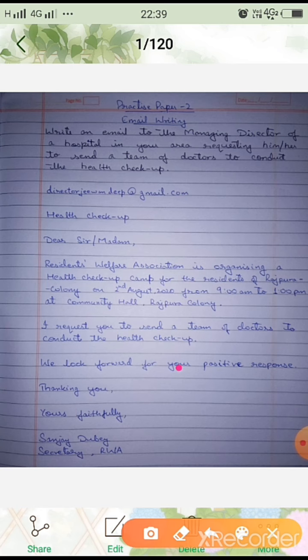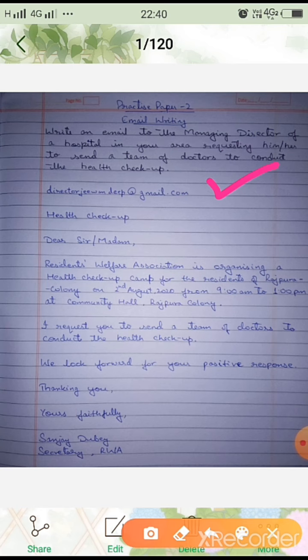So here you can see at first what we have to write. At first we have to write the receiver's address. Receiver's address means the person to whom you are sending this email. As given in the question, you have to write an email to the managing director. Now according to that only you will frame the email address.